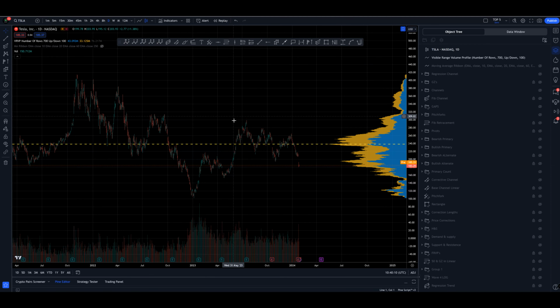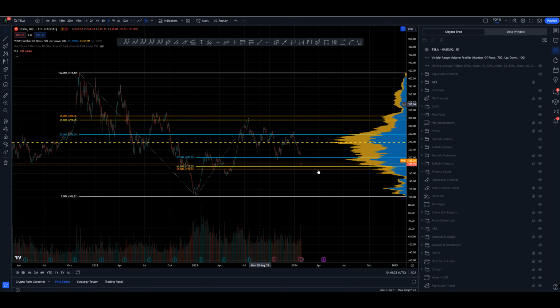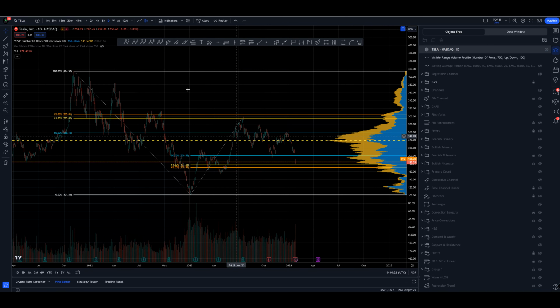The focus is, why do we move the way we move, and why do we stop where we stop and go where we go, essentially. And we're going to use TA to explain all of that. So starting with some very simple golden zones: 50, 61.8 and 65 overrun.